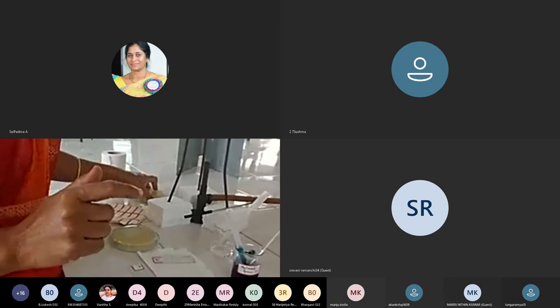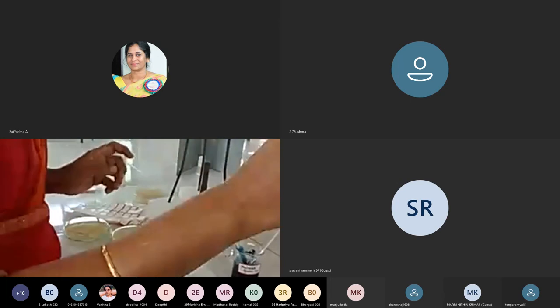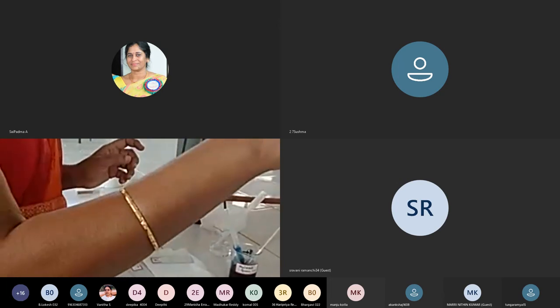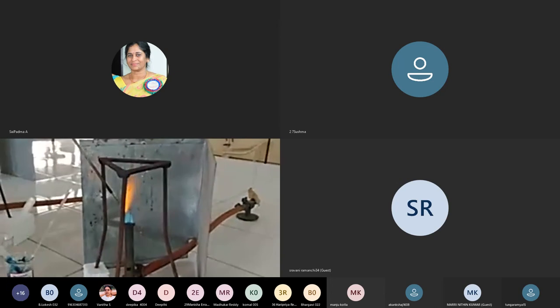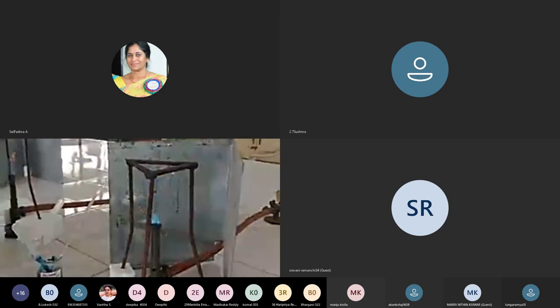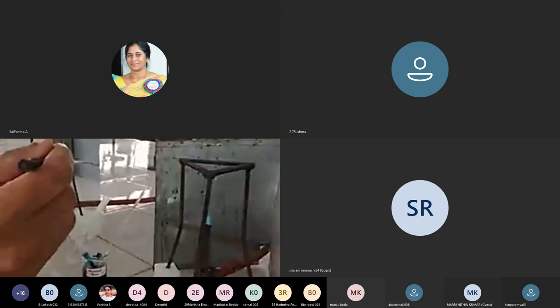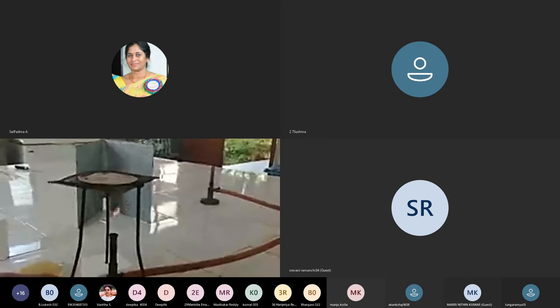So first we have to prepare the smear. So for the preparation of the smear, we will take the inoculation loop. First we will sterilize it in heat. And then we will be doing the smear preparation. So this is heat fixed smear preparation. So what we will do is that first we will take a drop of water and put it into the center of the glass plate.